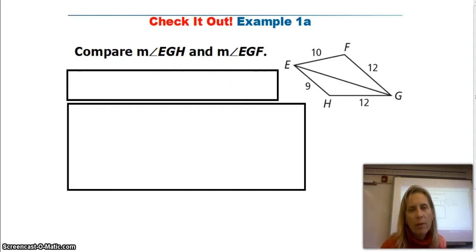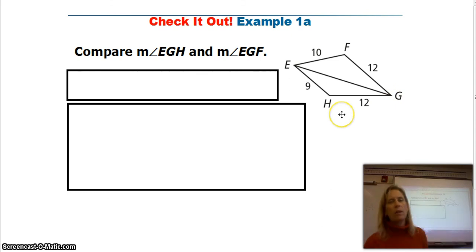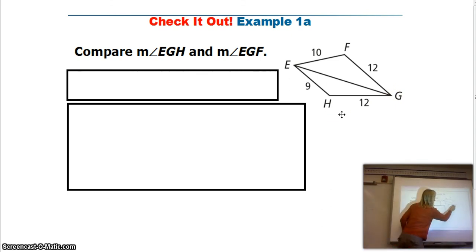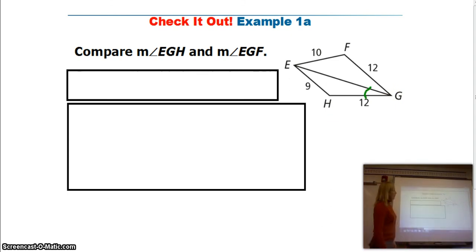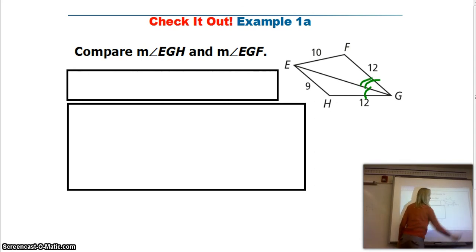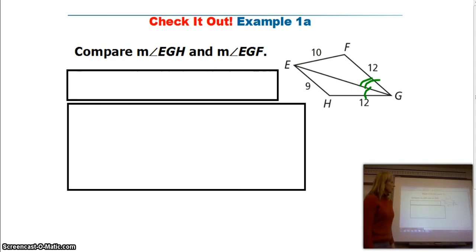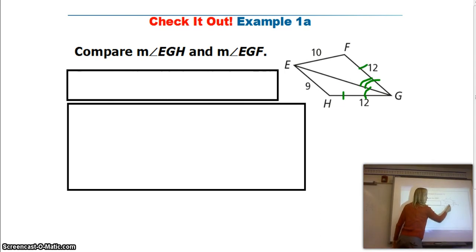Okay, so here we're being asked to compare the measurement of EGH. Let's outline that, EGH. You might want to put a little angle symbol in there. We're comparing EGH with angle EGF. Comparing those two. And so what do we know? That HG equals FG and EG equals EG. These are congruent. So we have two included angles that we don't know the value of.